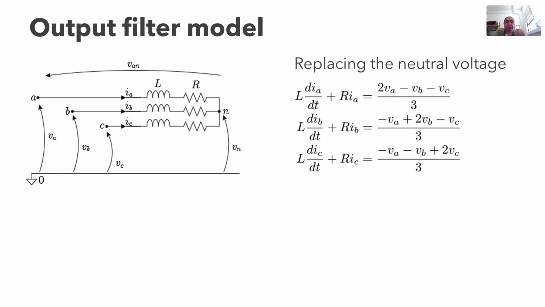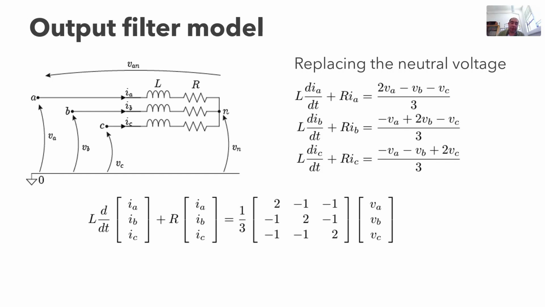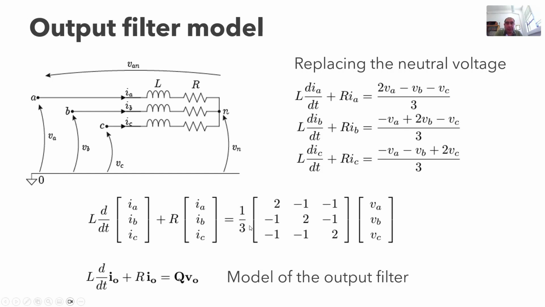Replacing the neutral voltage into the dynamic equation, we have this set of equations, which can be written down in vector notation. And you can here recognize a matrix. This matrix we will denote as Q and it has some interesting properties we will see later. The model of the output filter then is this equation here, where the dynamics of the current is related to the voltage.